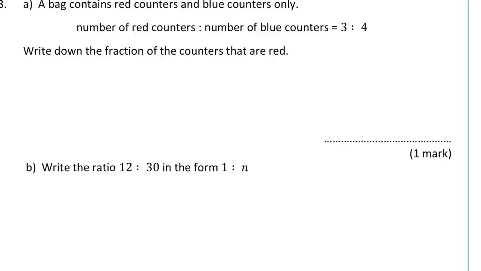On to this one. A bag contains red counters and blue counters only. The number of red to the number of blue is 3 to 4. Write down the fraction of the counters that are red. Well, first of all, let's just label this ratio so it's red on the left, blue on the right. So the fraction that are red, well, that's going to be the 3. So definitely 3 out of, and in total, 3 plus 4 gives us 7 parts. So it's 3 out of 7. Really nice turning a ratio into a fraction. Just make sure you add them together to get that denominator.